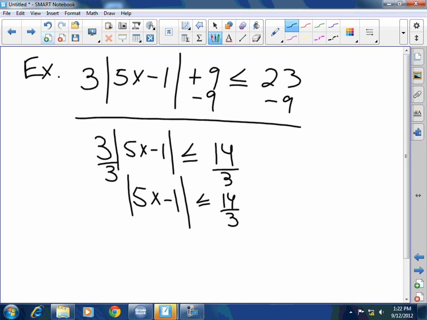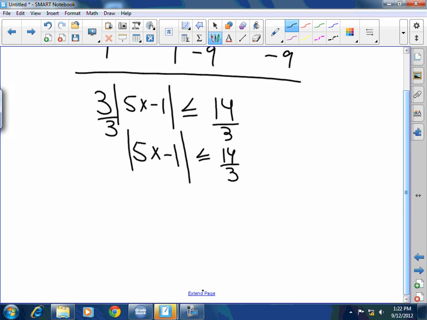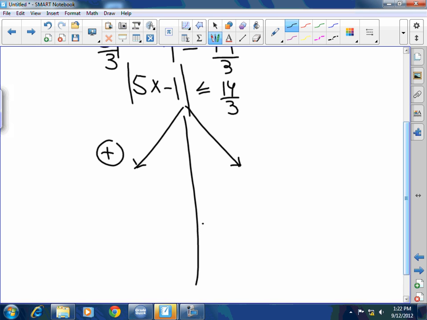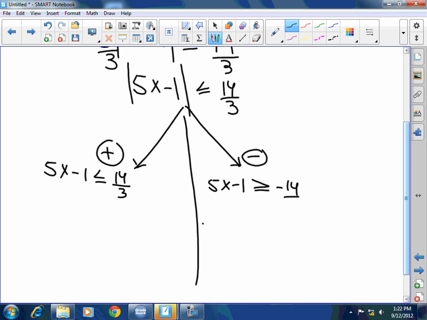Awesome. So now I break it up into my positive and my negative. My positive side is the mirror image: 5x minus 1 is less than or equal to 14/3. On my negative side, I multiply the non-absolute value side by -1. So I've got 5x minus 1 is now greater than or equal to -14/3. Why did I switch? Because I multiply by a -1. Thank you, son. Great job.